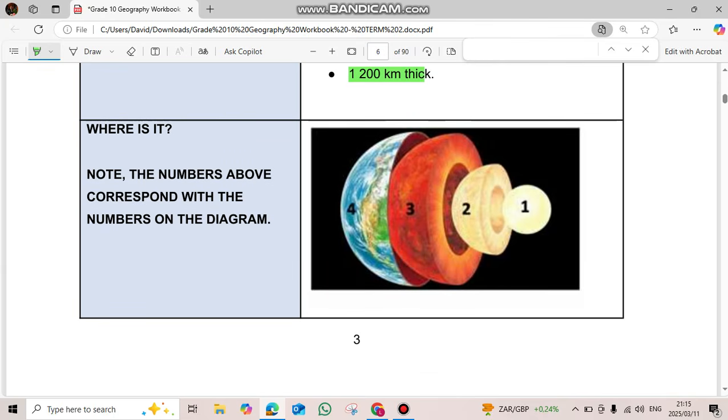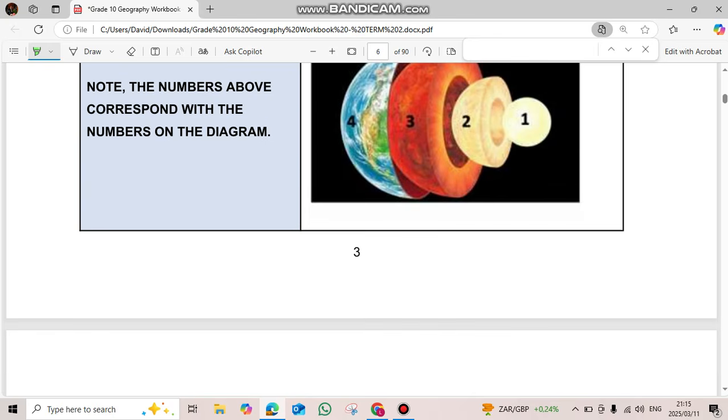So let's look at another cross section. On the outermost layer, it is our crust. It's where we live. Just below that, we find our mantle. It's about 2,900 kilometers thick, and it is this semi-molten material. Below the mantle, we find our liquid outer core, and in the very center of the Earth, we find our solid inner core.